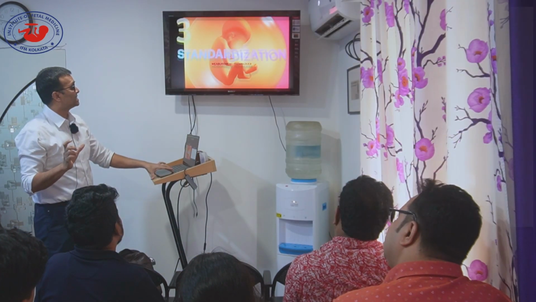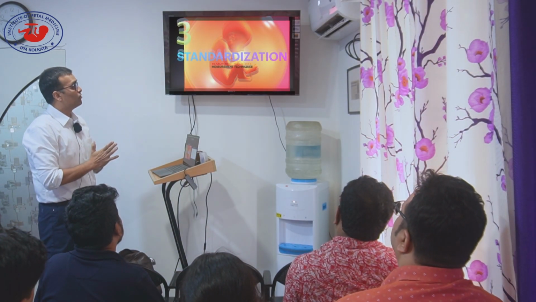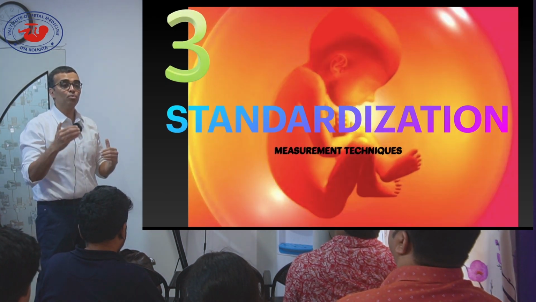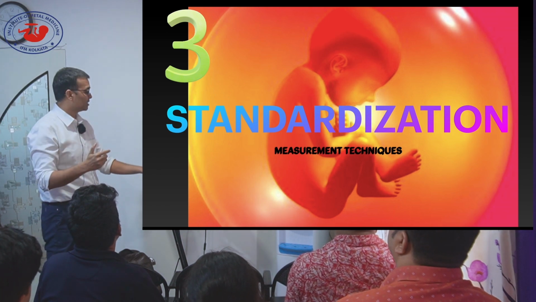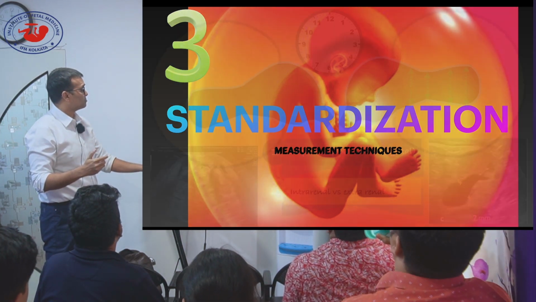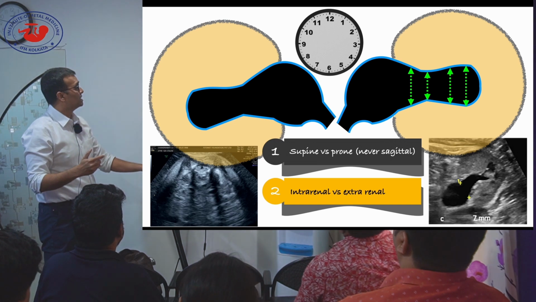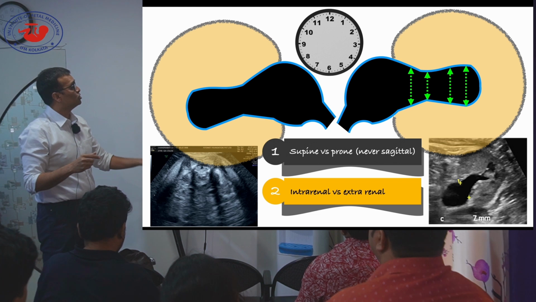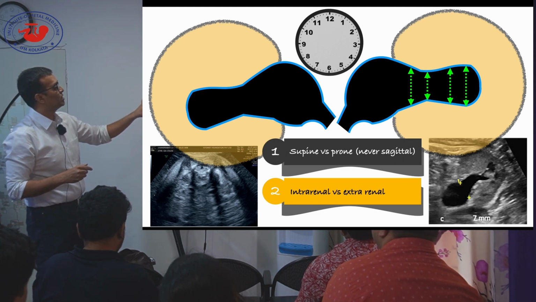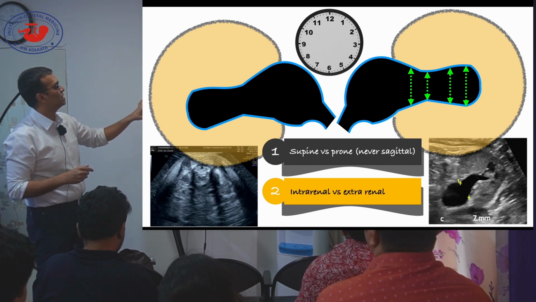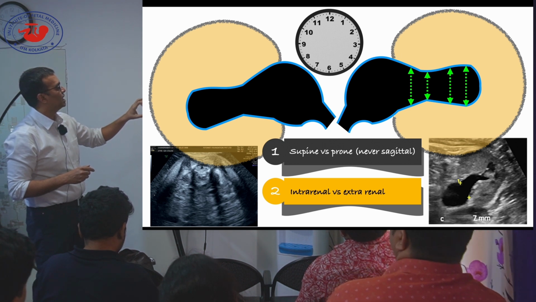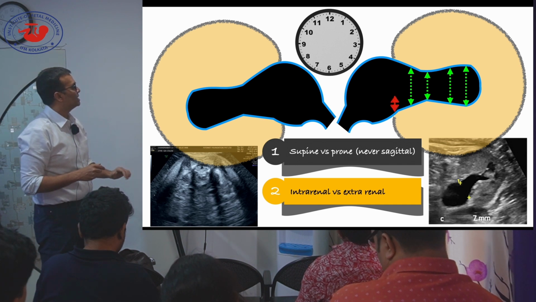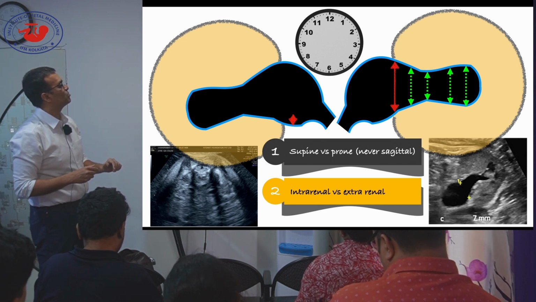Now standardization. The most important thing before we even embark on this journey of urinary tract dilatation is how are we going to measure it? What is our landmark for measuring? Now I will just show you the summary. This is your renal outline, and this is your renal pelvis. Now you can measure at this point, at this point, at this point. So all these different levels you can measure, but the exact measurement will be at this point.